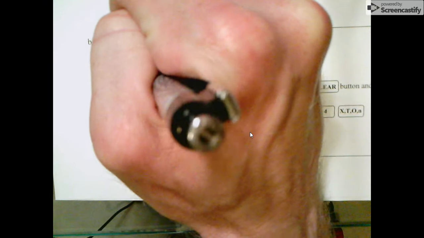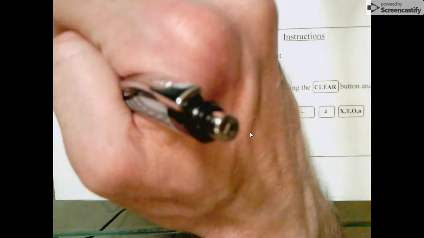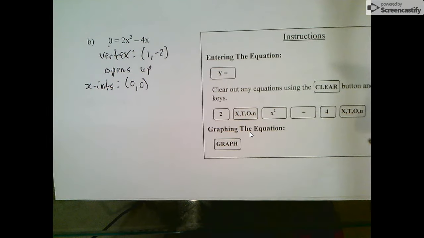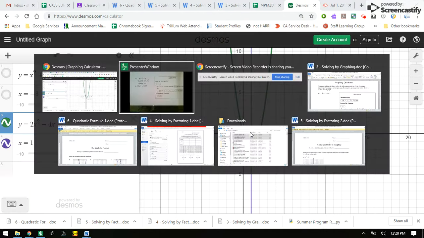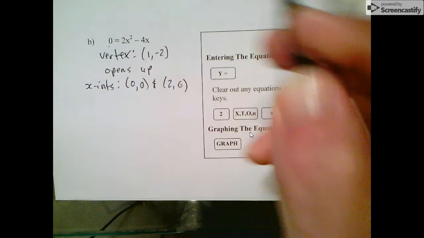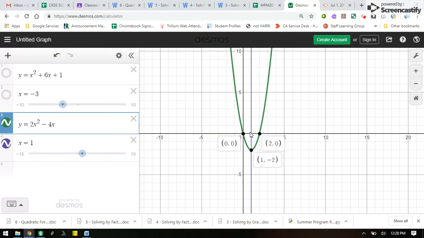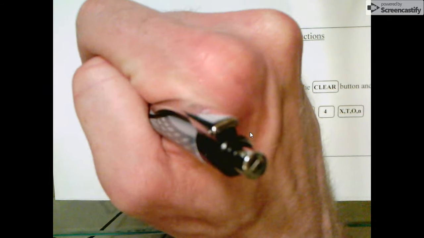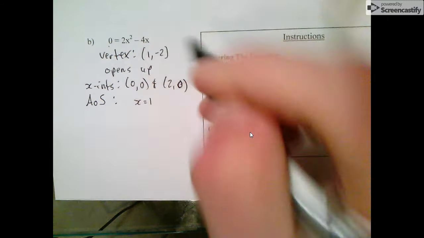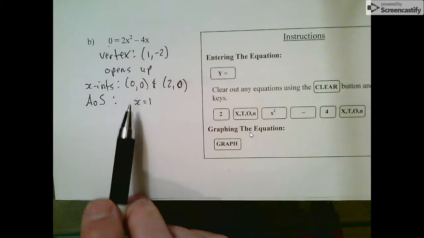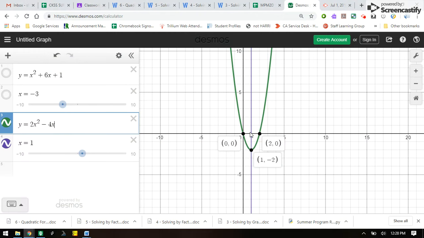This one clearly opens up. Its x-intercepts are at 0, 0, and 2, 0. The axis of symmetry, as we just said, runs through x is equal to 1. So axis of symmetry is at x equals 1, right? That's the x coordinate of the vertex. And it's a minimum because it opens up.